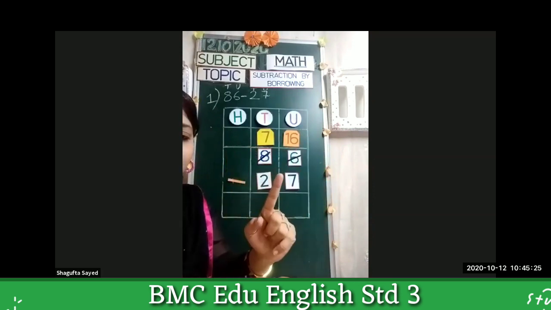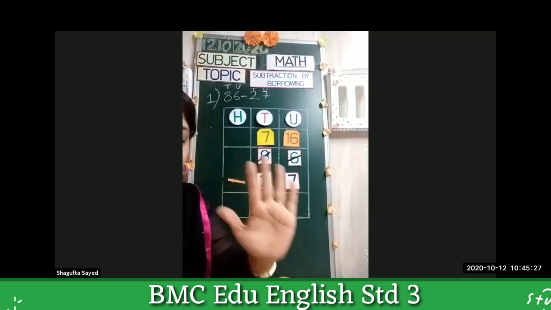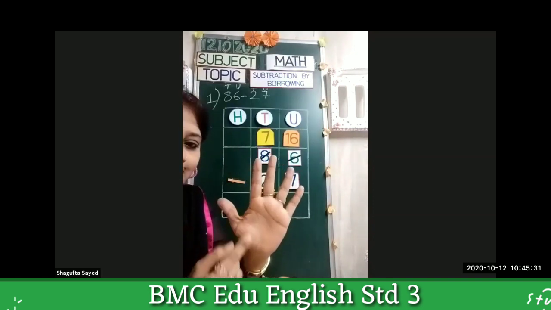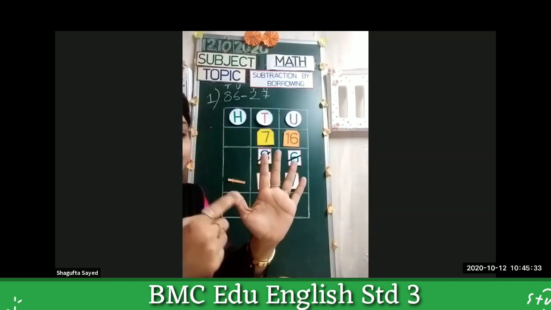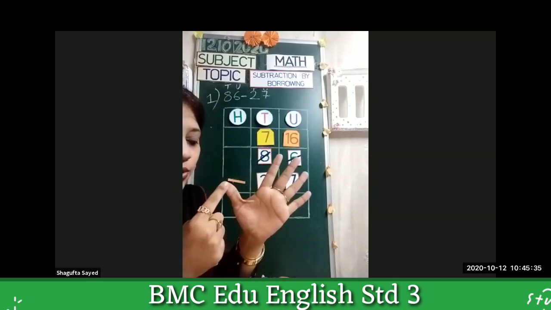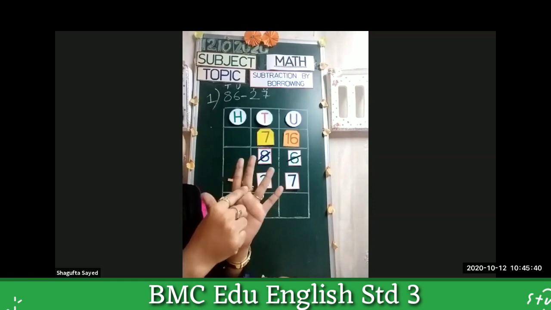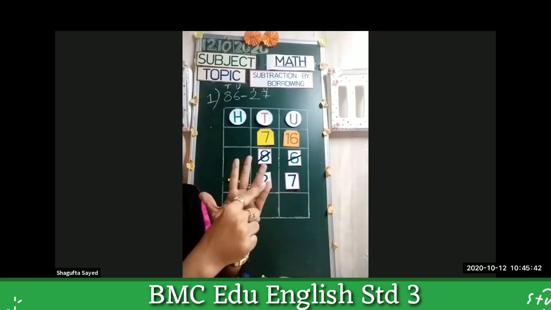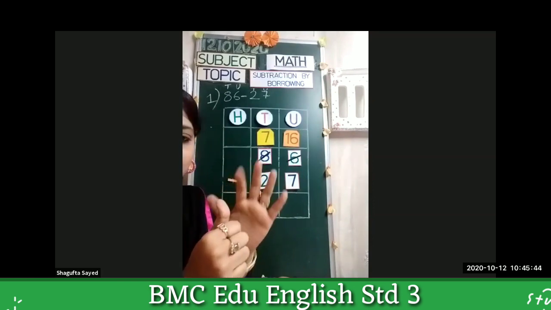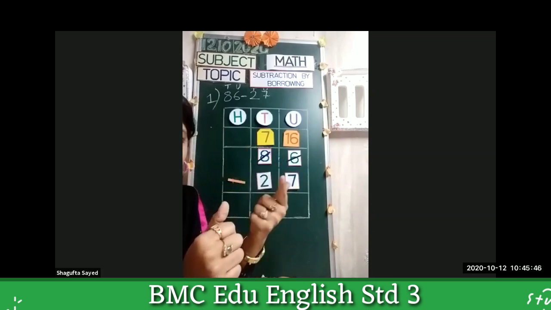So one thing I can do, just see your palm. Can you see your lines are there? In these lines you can count like this also. This is 1 2 3 4 5 6 7 8 9 10 11 12 13 14 15 and 16. You can count like this. One more method I am going to show.